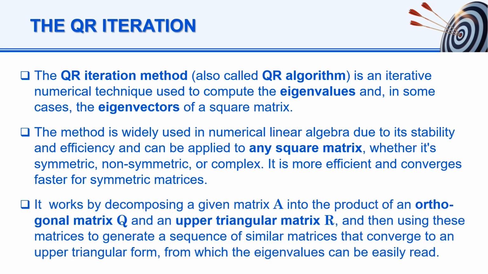It works by decomposing a given matrix A into the product of an orthogonal matrix Q and an upper triangular matrix R, and then using these matrices to generate a sequence of similar matrices that converge to an upper triangular form, from which the eigenvalues can be easily read.